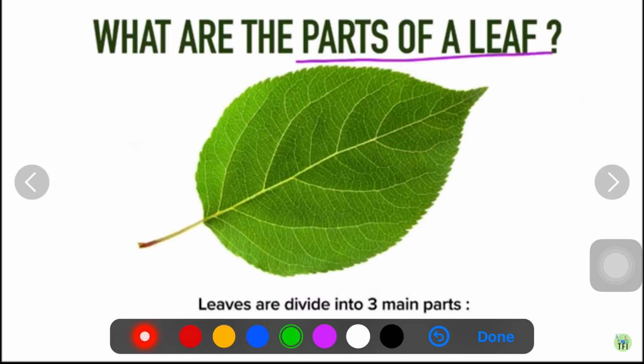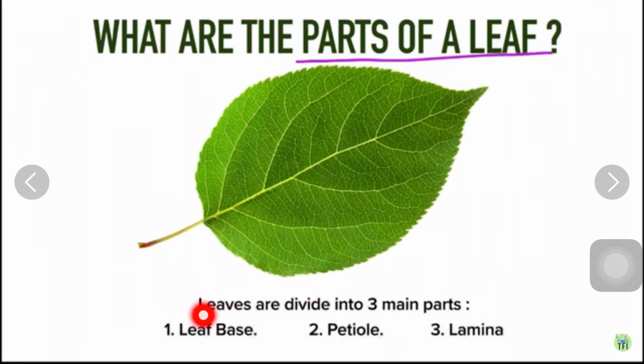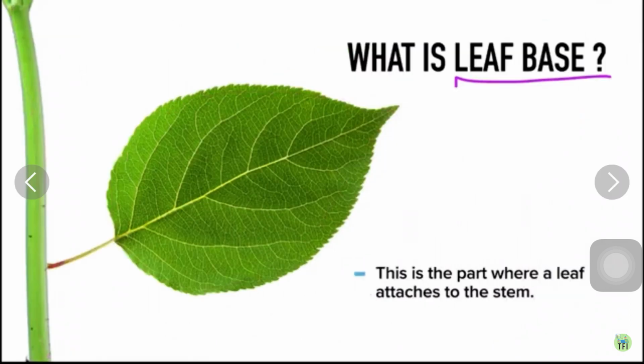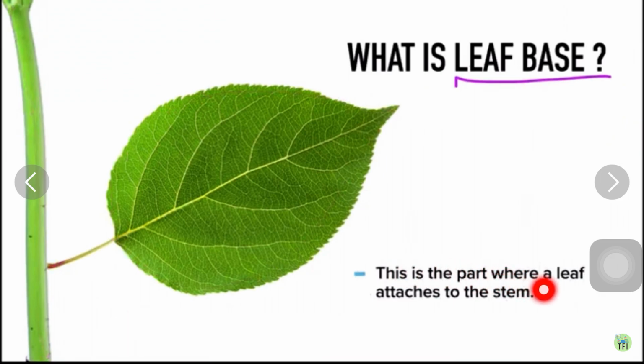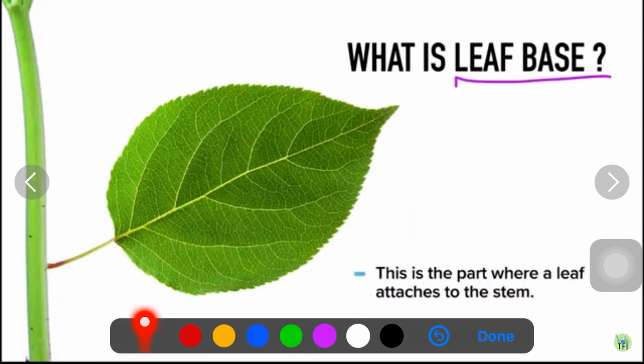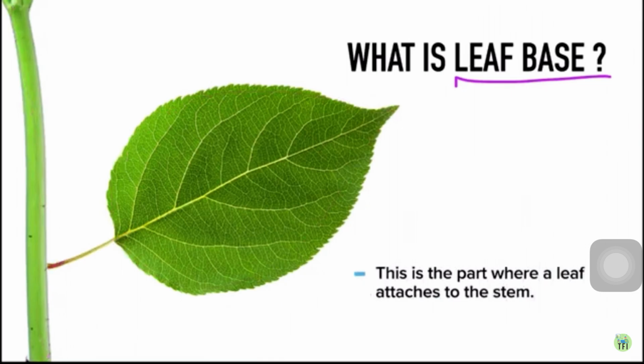Now students, these leaves are divided into three main parts. The first part is the leaf base, the second is the petiole and the third is the lamina. Now let us see these parts in detail. What is the leaf base? The leaf base is the part where a leaf attaches to the stem. As you can see, this part where the leaf attaches to the stem is called the leaf base.